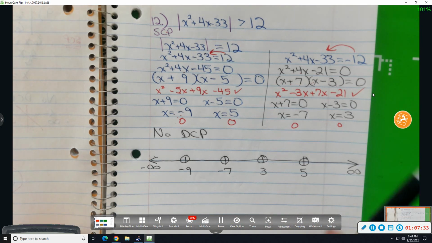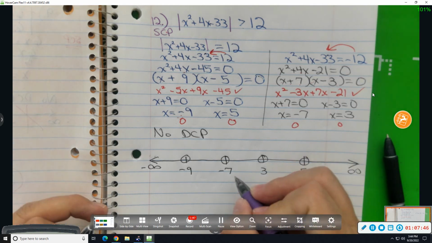Okay, you want to test 0. Which interval contains 0? Interval 1, 2, 3, 4, 5? Number 3. I agree. 0 is between a negative and a positive. Did y'all follow our logic where 0 appears?